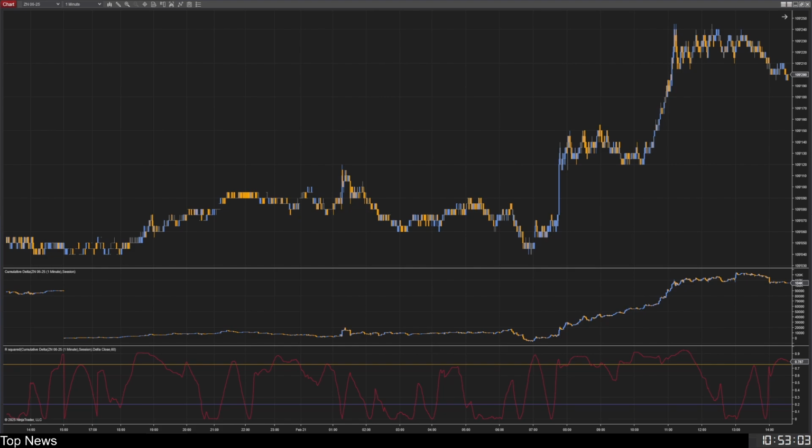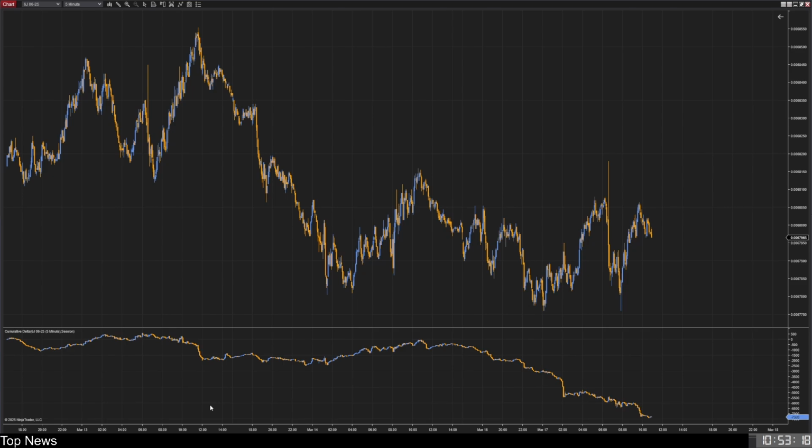Or maybe there is a strong change in cumulative delta, but price doesn't really move because liquidity providers are just eating it all up, preventing price from moving. Another thing that we should note here is that some instruments just behave differently with respect to cumulative delta.